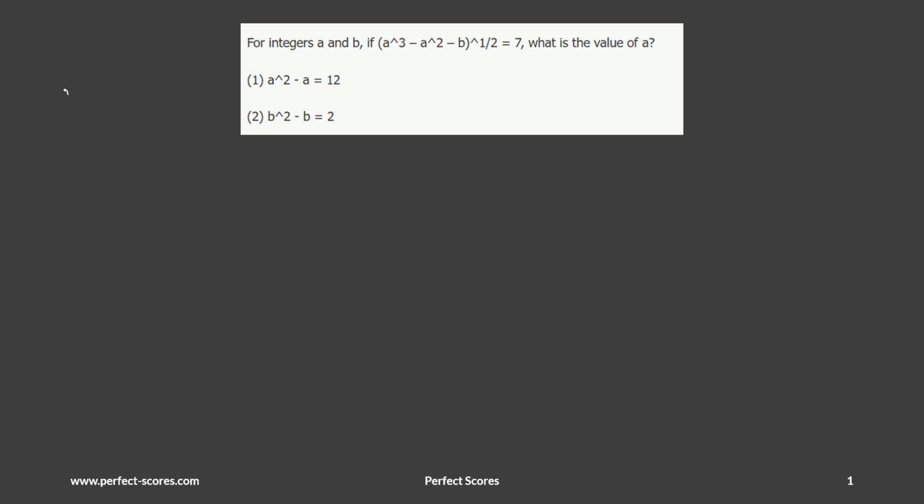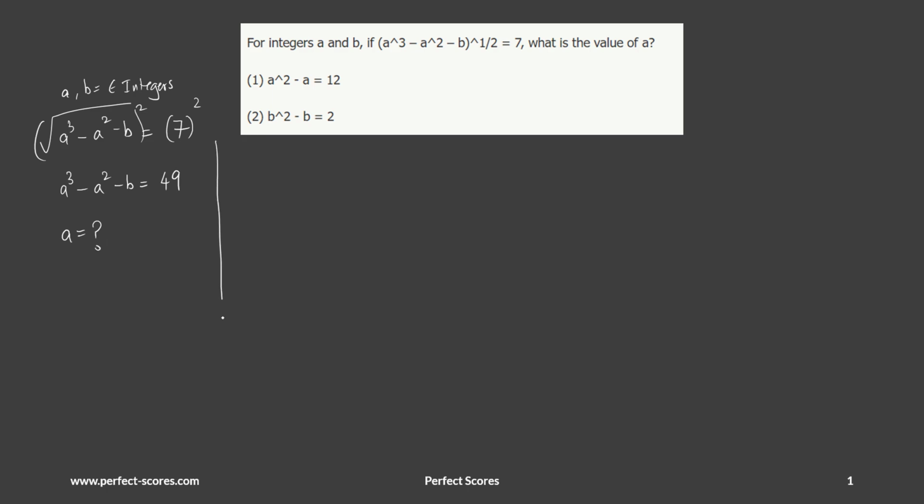So this question says that A and B are integers. They are integers, very important to the question. And we have the square root of A cube minus A square minus B is equal to 7. Then I can safely say that A cube minus A square minus B, if I square both sides, because we won't be dealing with complex numbers, is 49. So I have this information from the question stem, and the question is asking me the value of A. So it's pretty obvious.